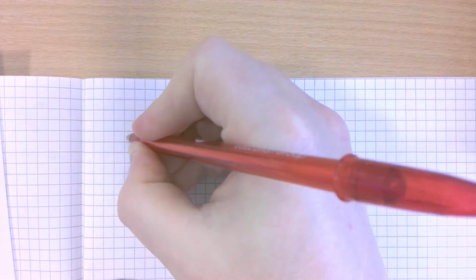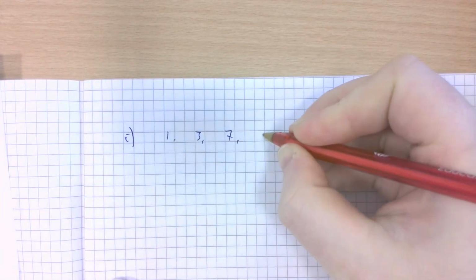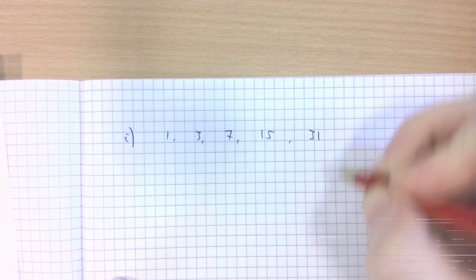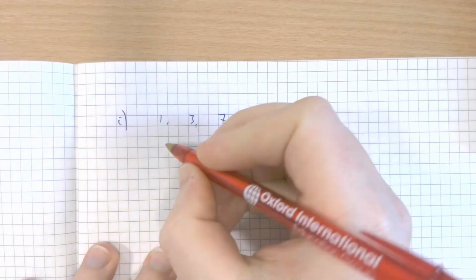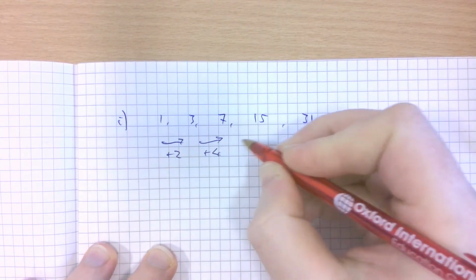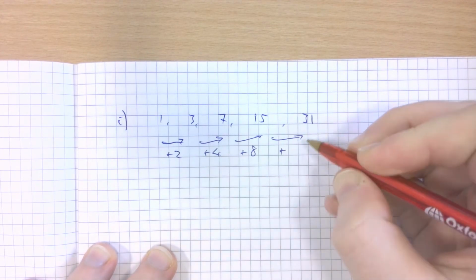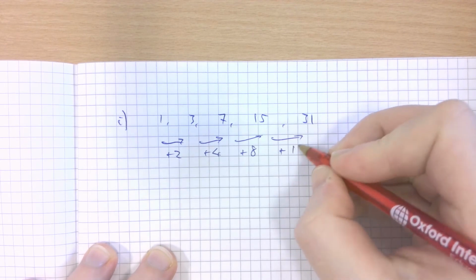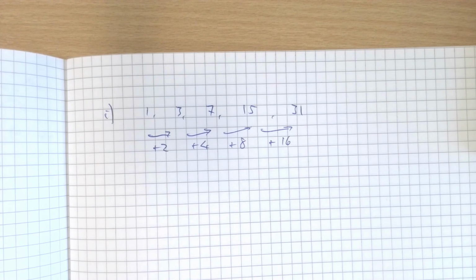The last question I'm looking at today is I. 1, 3, 7, 15, and 31. Now, this one, a little bit tricky. Let's take a look. It's +2 between 1 and 3. It's +4 between 3 and 7. It's +8 between 7 and 15. And it's +16 between 15 and 31. These differences are going up in powers of 2.